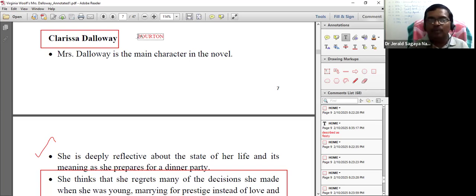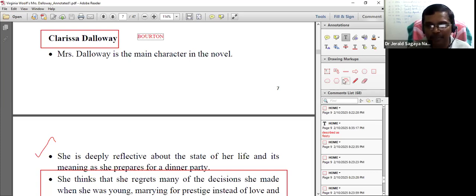And it was a country house. From the country house, she has moved to the city. And she is now the wife of a very big man in the city, an aristocrat by name Richard Dalloway. Did you get that information?